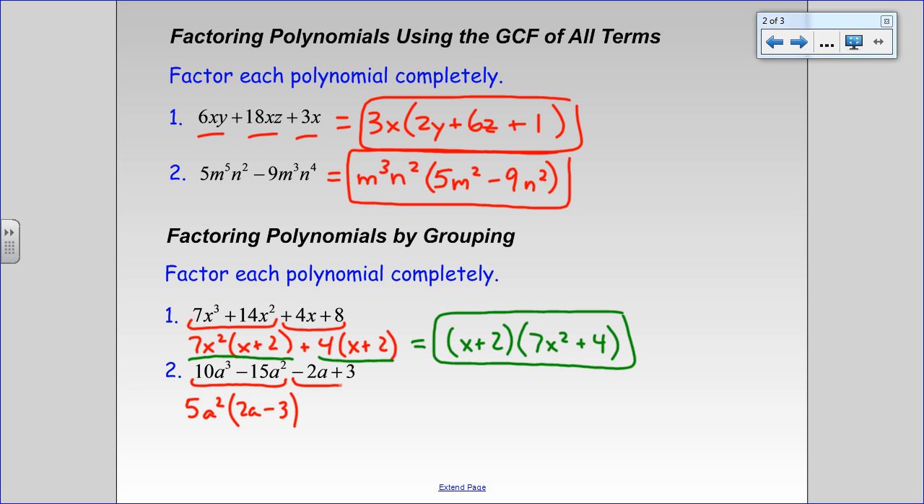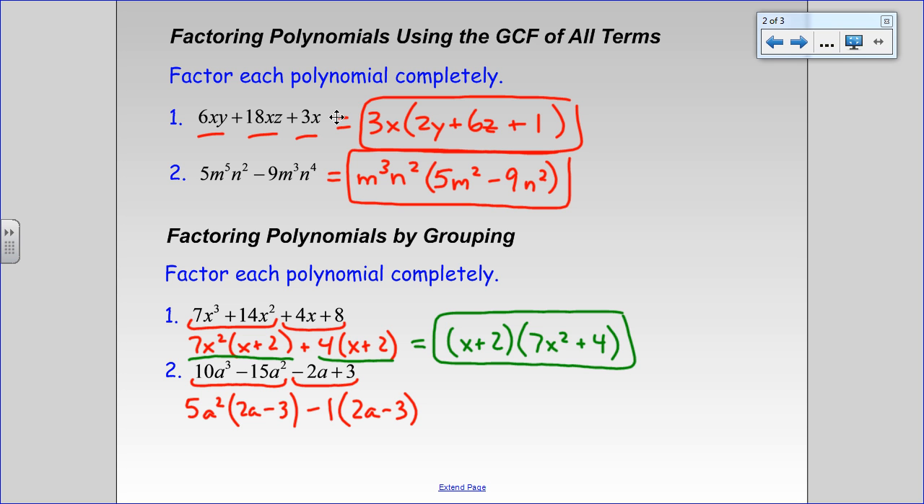Now looking at our next pair of terms, we don't see a common factor other than 1. However, thinking ahead, we notice that we have that binomial 2a minus 3. So we want to try to factor this next expression, negative 2a plus 3, in such a way that gives us that common binomial that we saw before. So let's factor out negative 1, and then we'll see that negative 1 times the binomial 2a minus 3 will lead to that result, negative 2a plus 3. So we factored that pair of terms correctly.